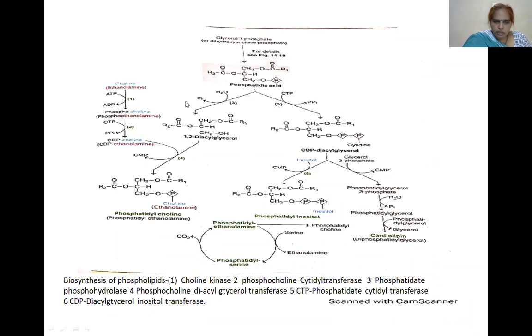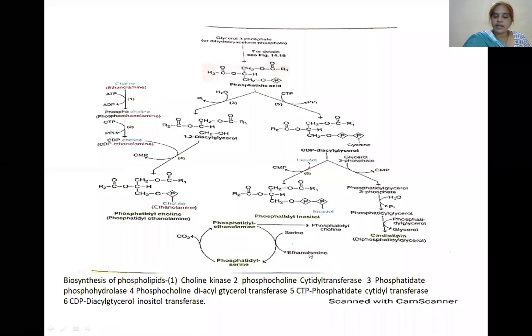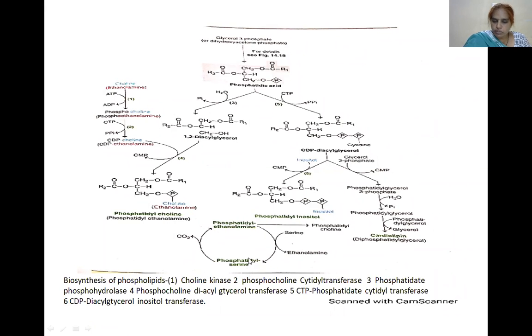Okay, so this reaction is called the salvage pathway. But here phosphatidylethanolamine has the capacity to convert to phosphatidylcholine, but phosphatidylcholine does not convert to phosphatidylethanolamine. Don't forget. Okay. Now see the second one, formation of phosphatidylserine. Phosphatidylethanolamine transfers its ethanolamine to free serine, producing phosphatidylserine. So this phosphatidylserine undergoes decarboxylation, producing phosphatidylethanolamine.